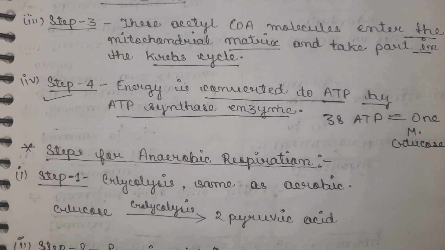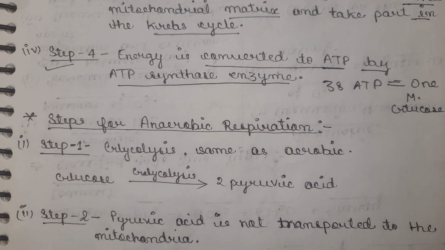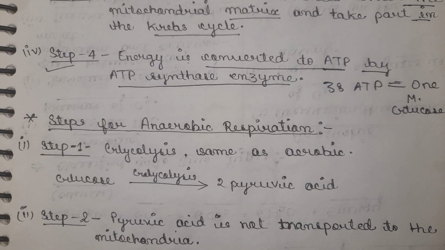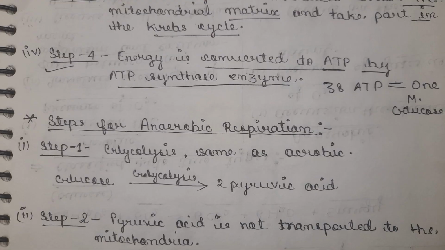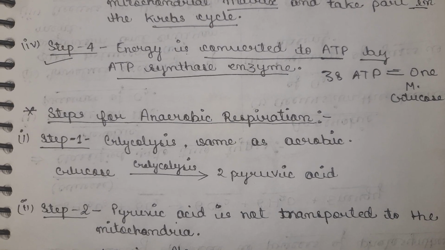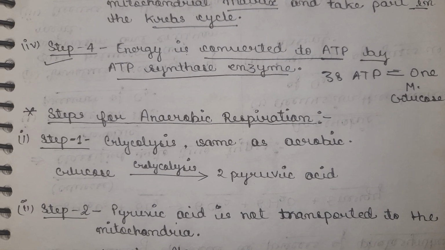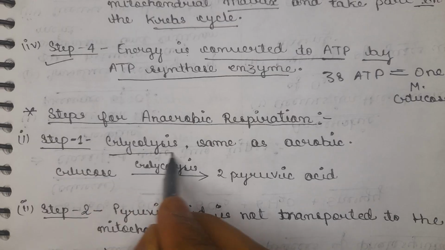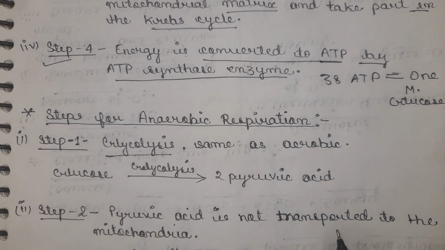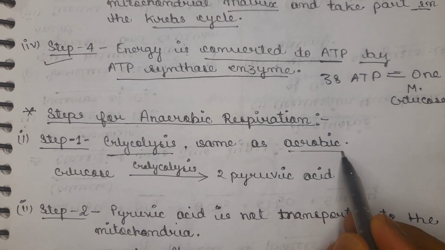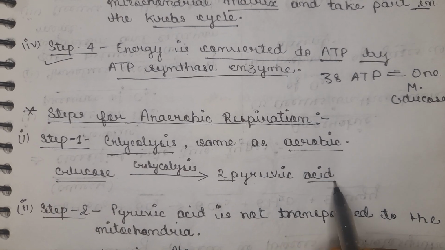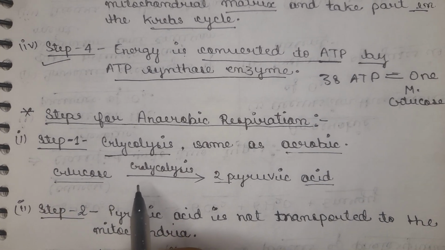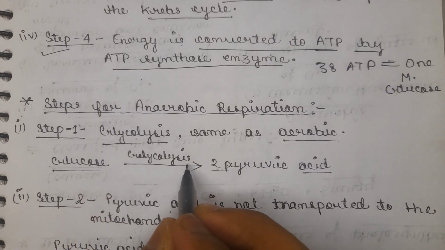Now another topic, the steps for anaerobic respiration. For this there are only 2 steps required. The first step is similar to aerobic respiration, that is, the glycolysis process starts the same as in aerobic respiration. Here the glucose is broken down into 2 pyruvic acid with the help of glycolysis.